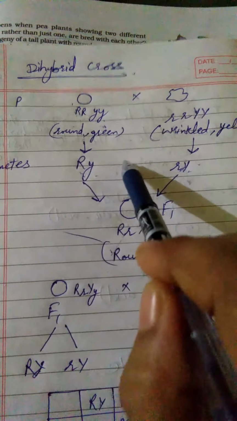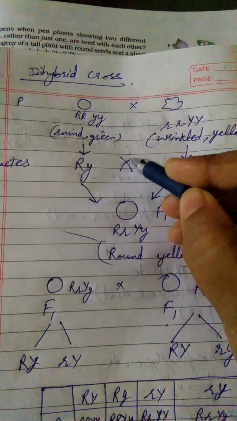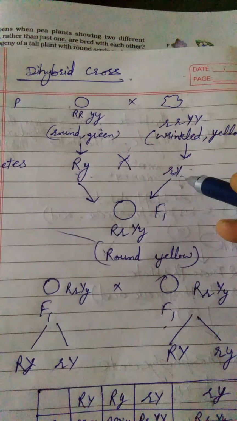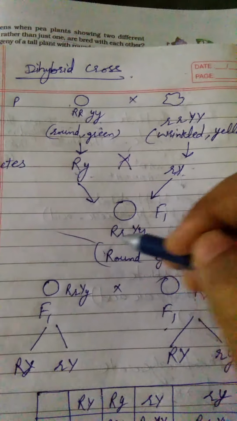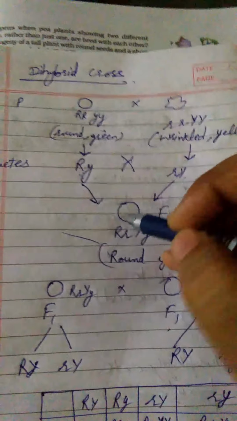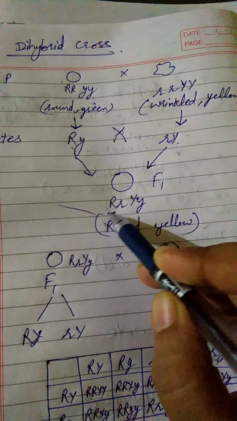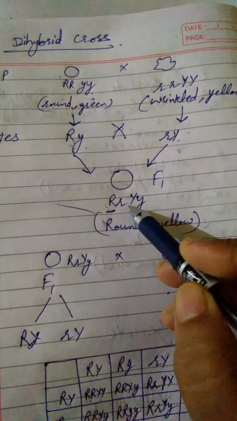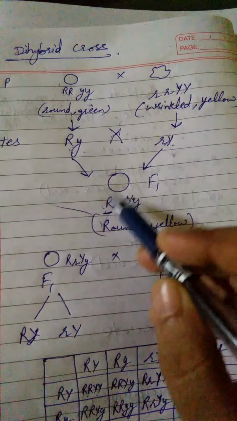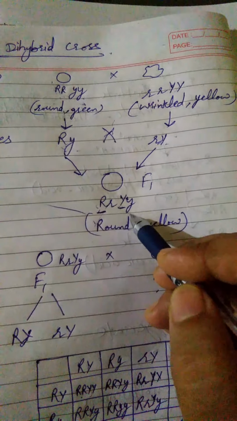So when they cross with each other, they produce the F1 generation: capital R small r, capital Y small y. It means which characters are shown? The dominant letters will show the shape and color, round and yellow.